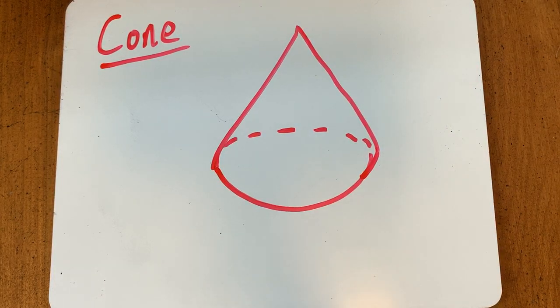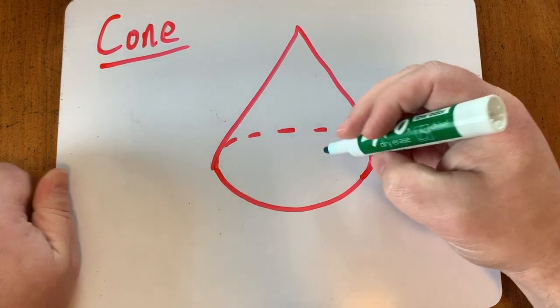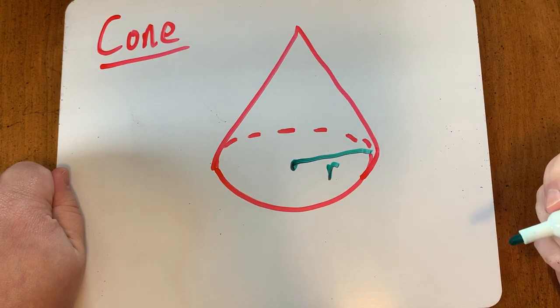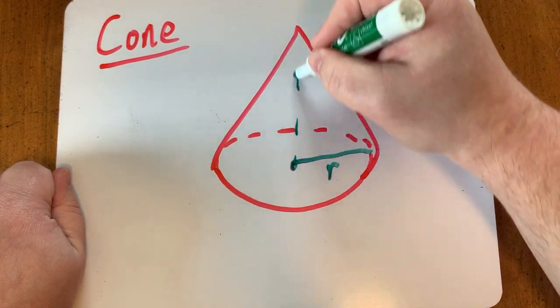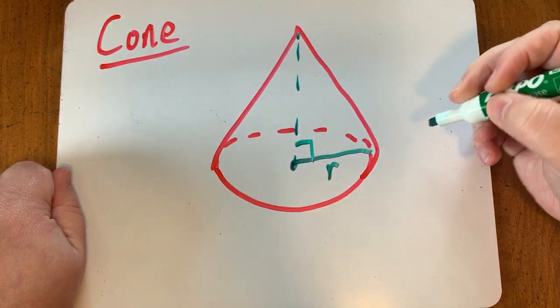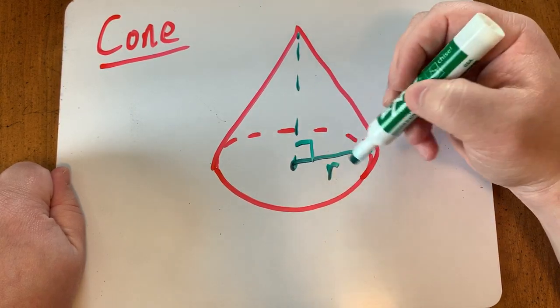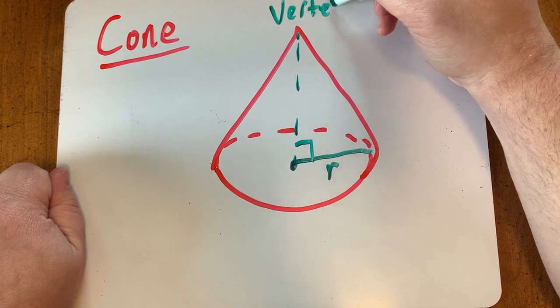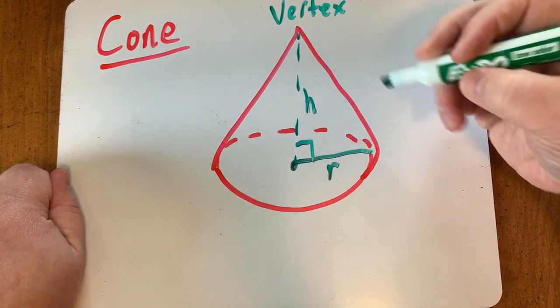Cones are one of the figures that I have the most trouble drawing, so please don't judge the quality of my drawing. But the base is a circle, so it's got a radius. And the perpendicular distance from the base to this vertex is the height.